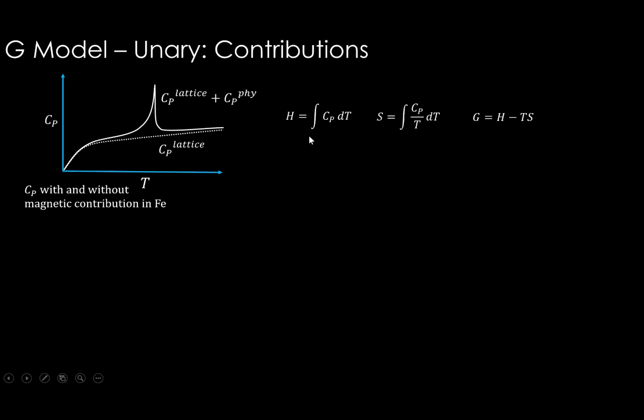So in this case, which Cp do we start with? Is it this Cp lattice or Cp lattice plus Cp physical? Depending on that, we are going to get different Gibbs energies, right? So Gibbs energy can be only G lattice, or it can be G lattice plus G physical, two separate contributions, depending on which Cp is used. If we start with Cp lattice, we are going to get only G lattice. If we start with Cp lattice plus Cp physical, we are going to get the combination of both of them.